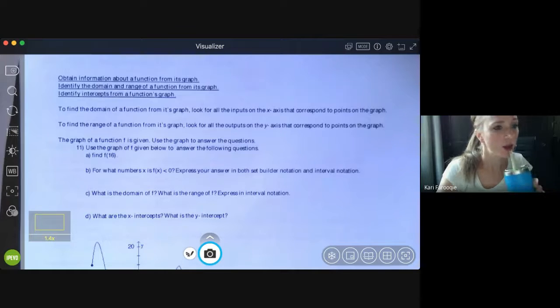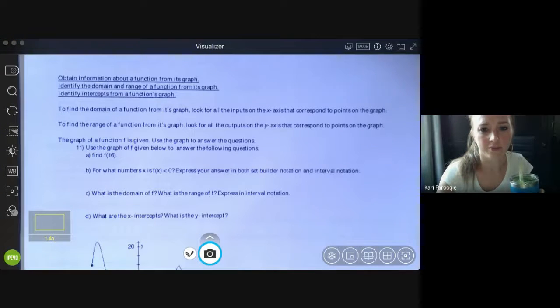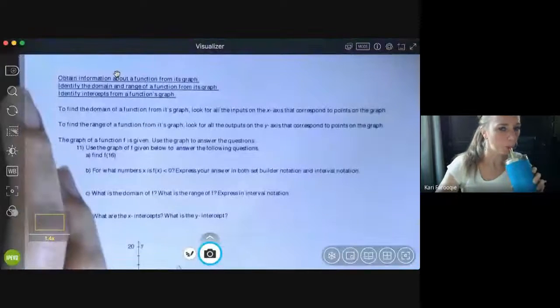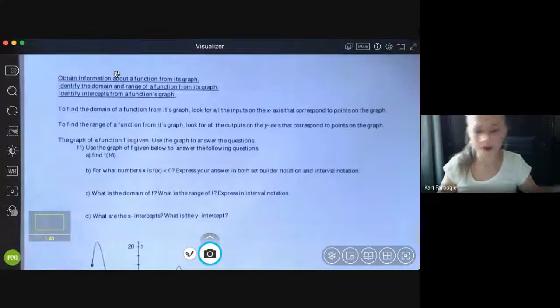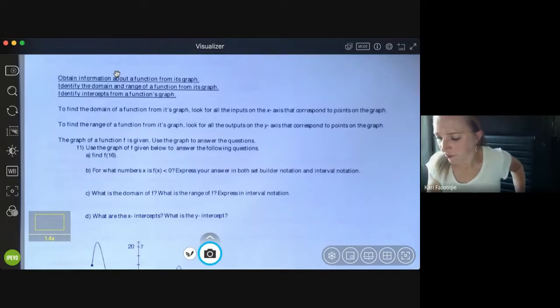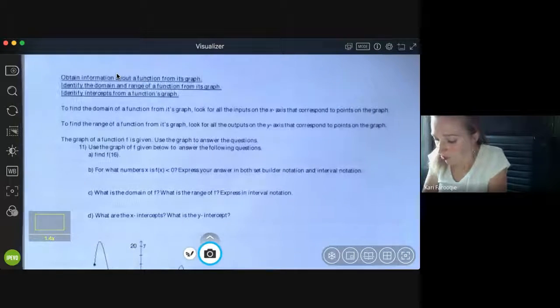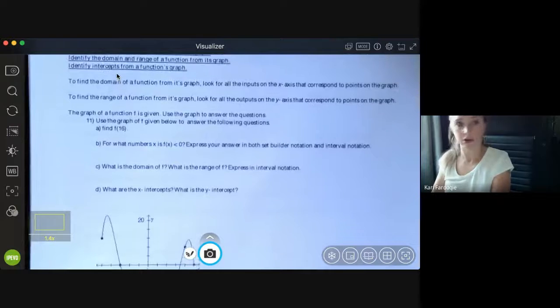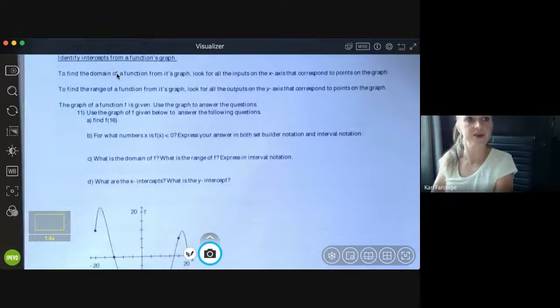All right, let's see what's happening here. Okay. Get my thingy up here. We're going to identify information about a function from its graph. And then we're going to look at a graph and determine the domain and range of the function and find intercepts and do all sorts of things by looking at a graph.